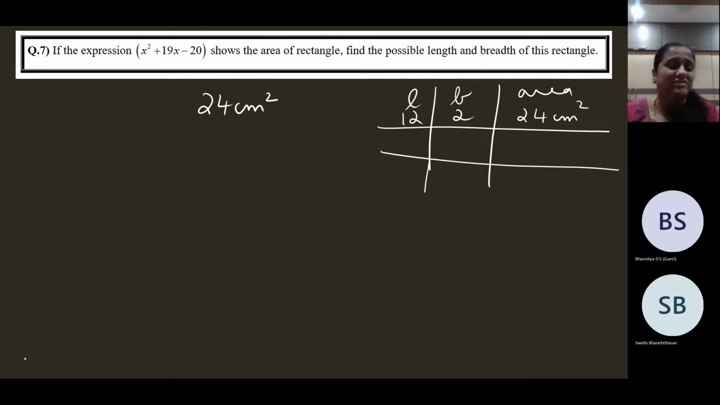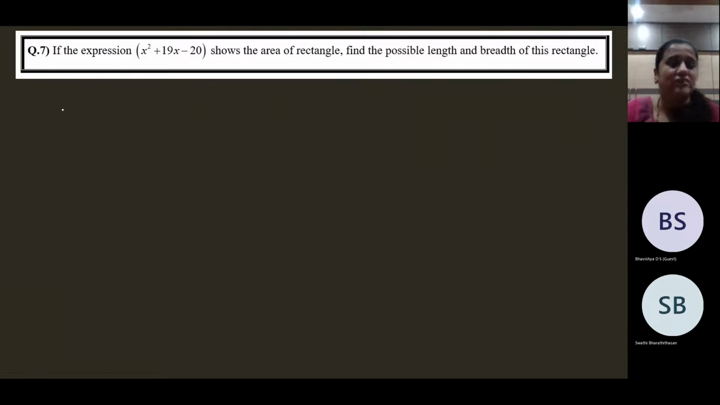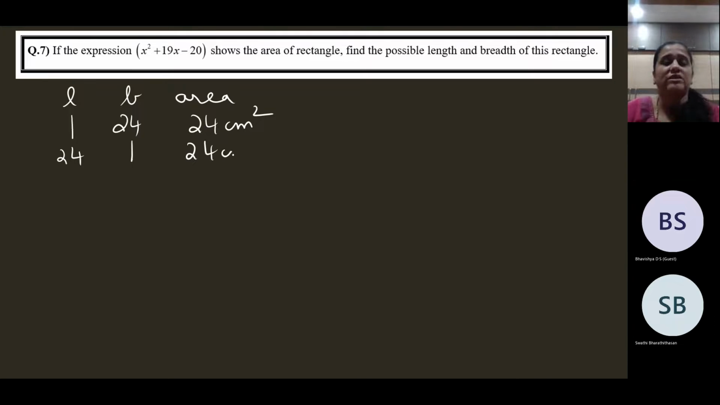Very good. We'll start with 1, okay? Length, breadth, area. You start with 1, then only we can account everything. So Bhavishya, say if the length is 1 centimeter and the breadth is 24 centimeter, then the area will be 24 centimeters square. Correct. It can be like this also. It can be 24 is the length and the breadth is 1. That also is 24 centimeters square.